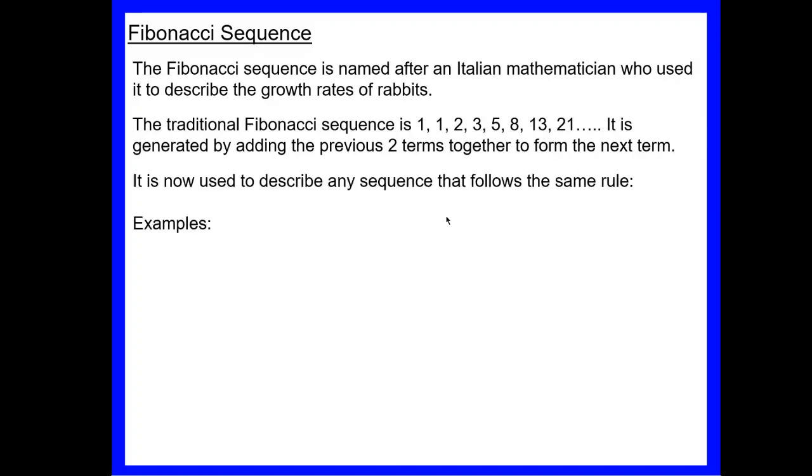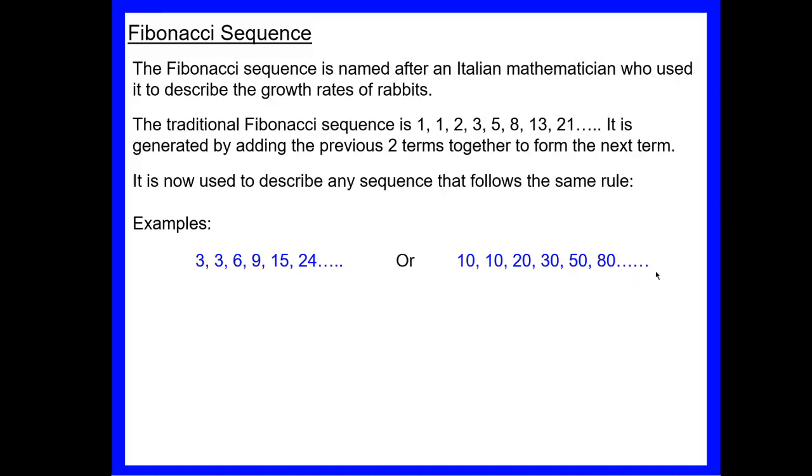Okay, so we now use that name Fibonacci sequence to describe any sequence that follows that same rule. So although this is the traditional one, we can have Fibonacci style sequences which are created by adding the previous two terms to get the next term. So for example, this one here, 3, 3, 6, 9, 15, 24. Well, as long as I'm told 3 and 3, 3 plus 3 is 6, 3 plus 6 is 9, 6 plus 9 is 15, etc. Or we might have this one, 10, 10, then 10 plus 10 is 20, 10 plus 20 is 30, 20 plus 30 is 50, etc.